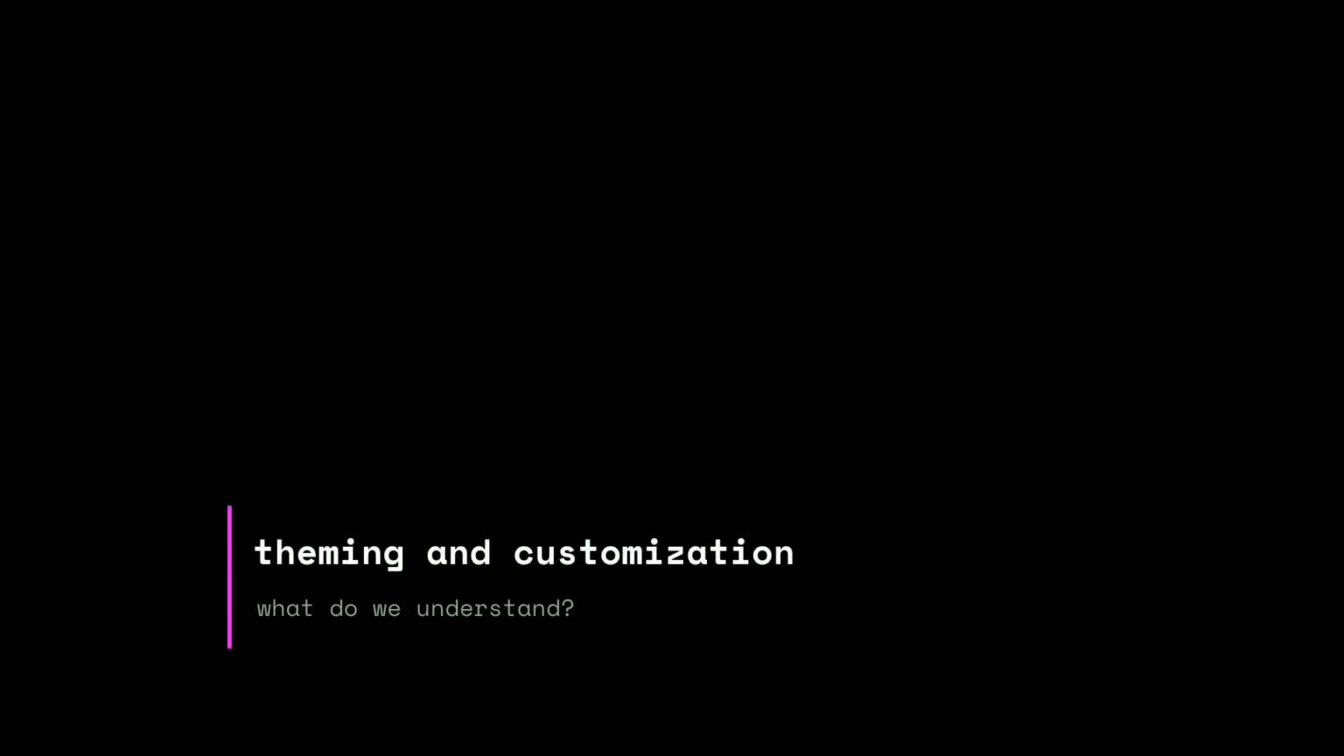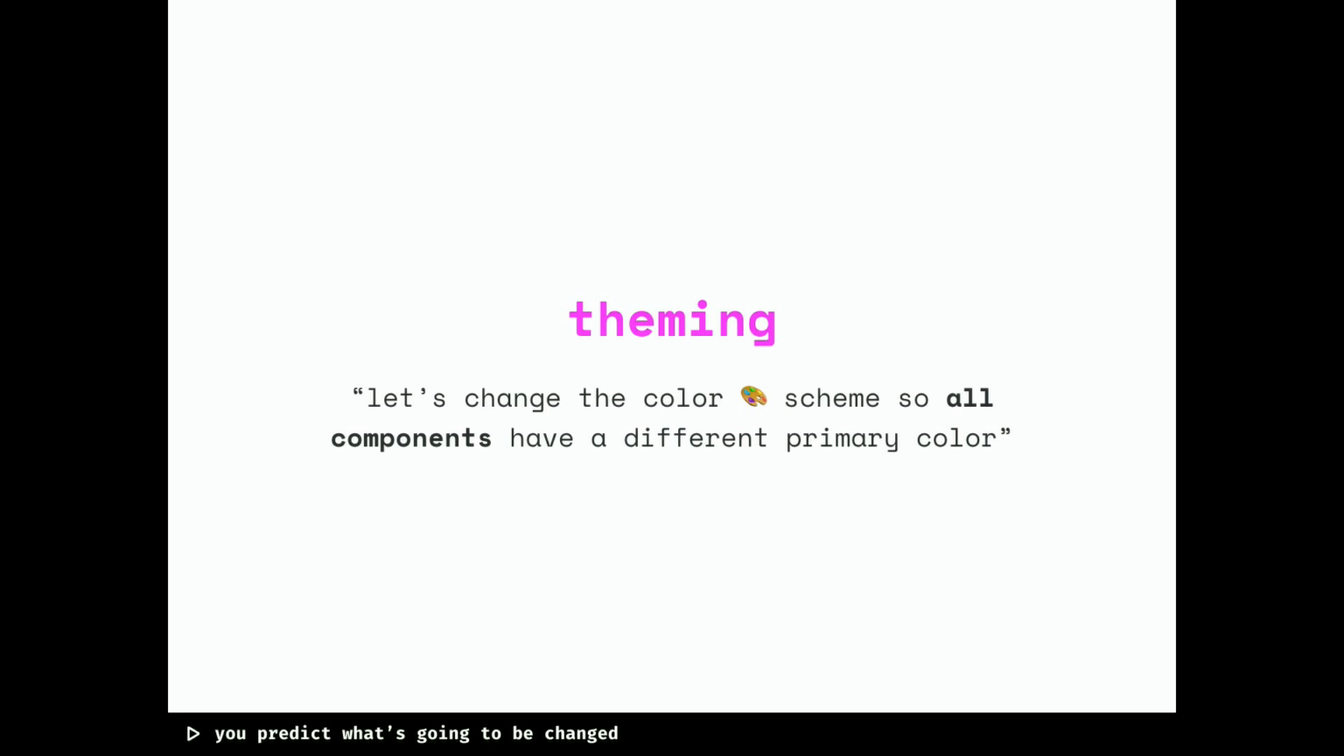So first of all, we have to think about what we understand by theming and customization. It's not as easy as just changing a color. It depends on what you want to get from a component. So until now, I see three different concepts about customization. First of all, you got theming.